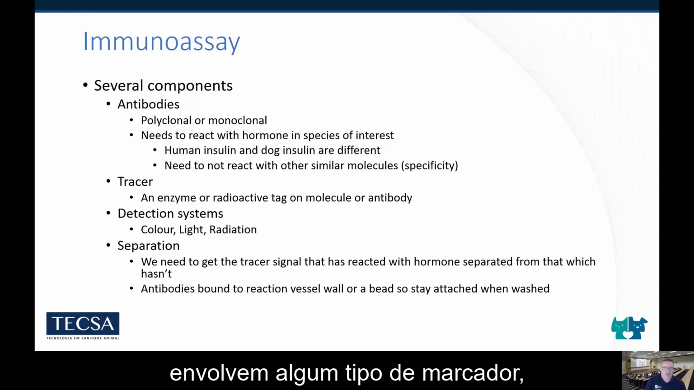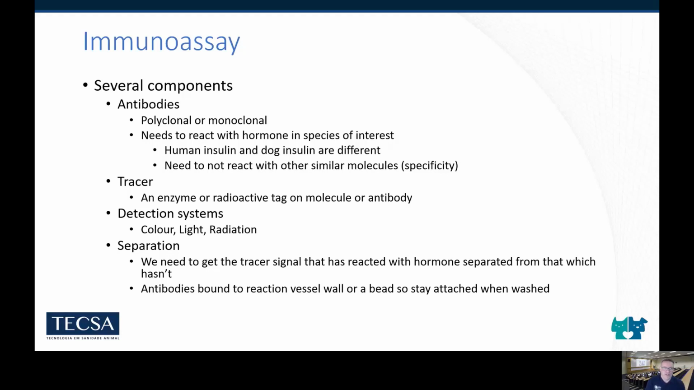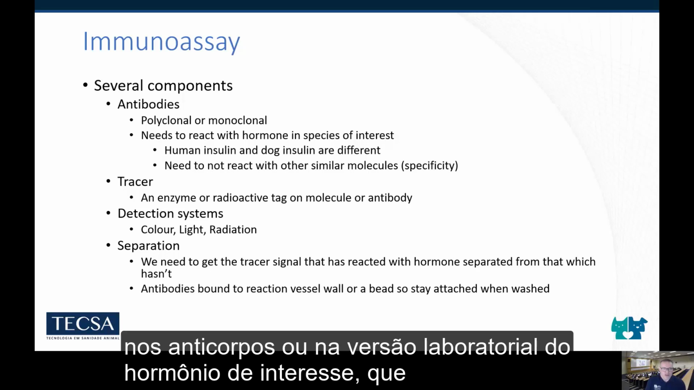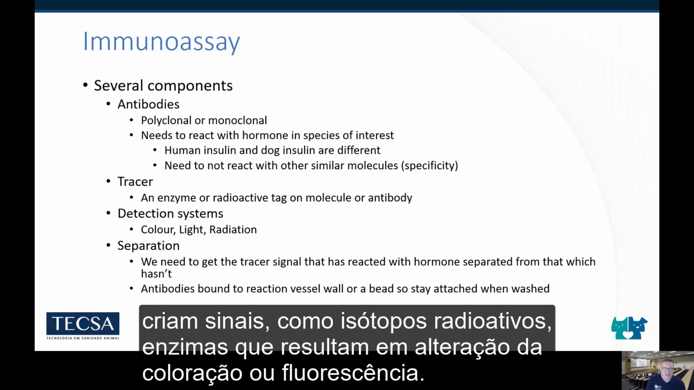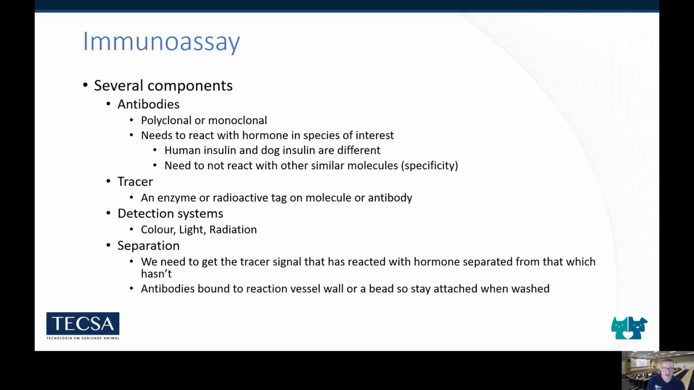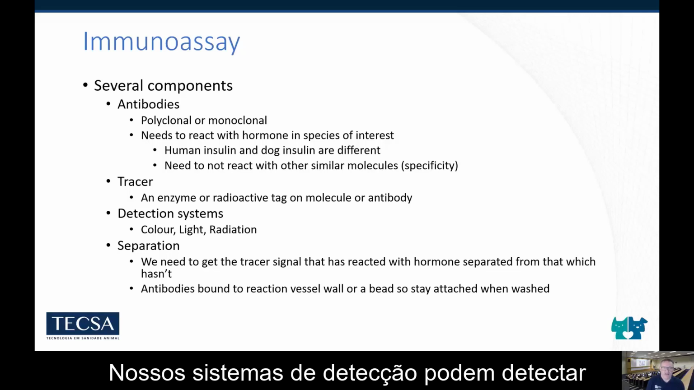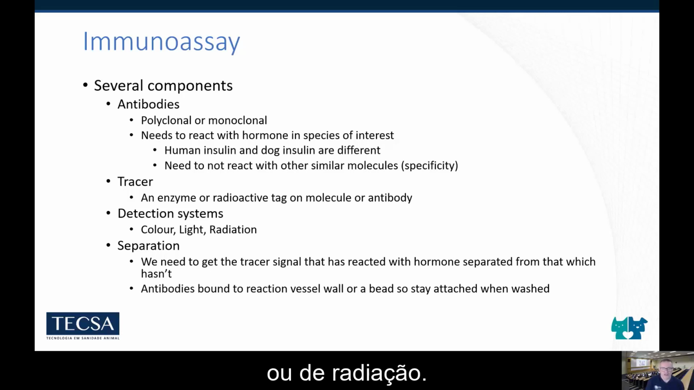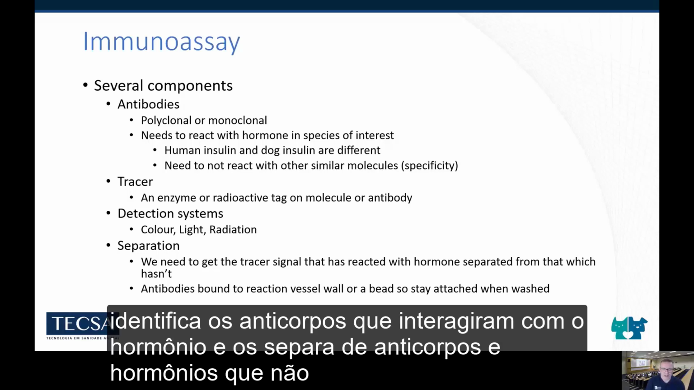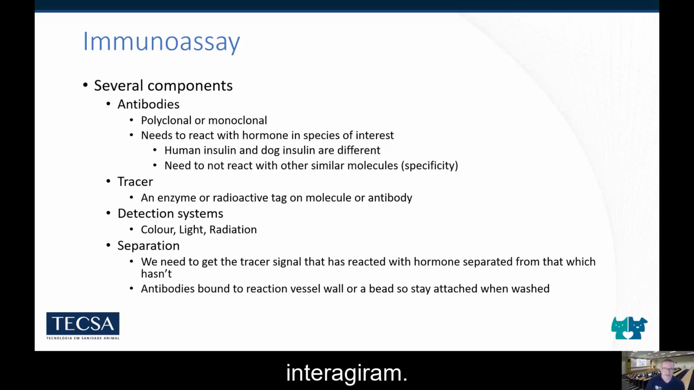In an immunoassay, there's some kind of tag either on the antibodies or on some laboratory version of the hormone of interest that will create a signal. So that might be something radioactive, or it might be an enzyme that will cause a color change or a light development. And our detection systems could be detecting color change, the emission of light, or radiation. The separation method is designed to separate the antibodies that have interacted with hormone from those antibodies and hormones that have not interacted.